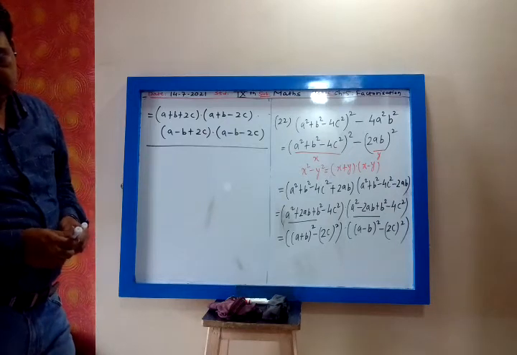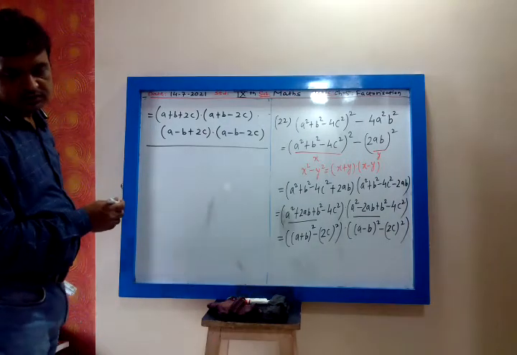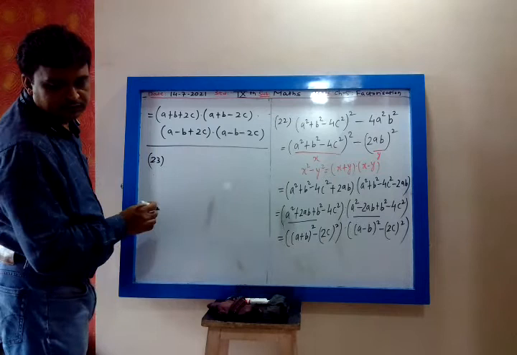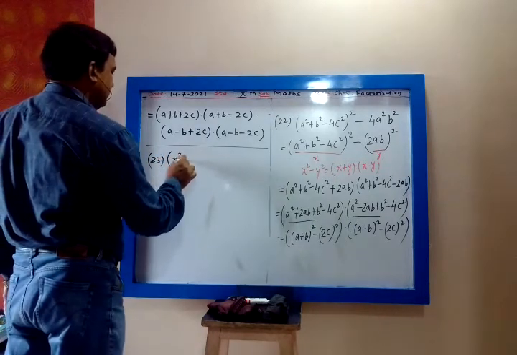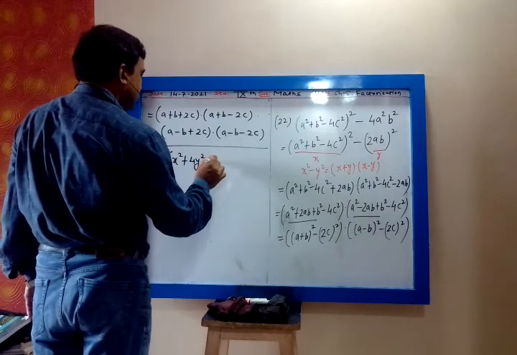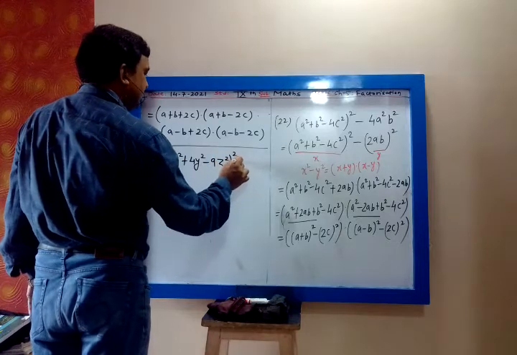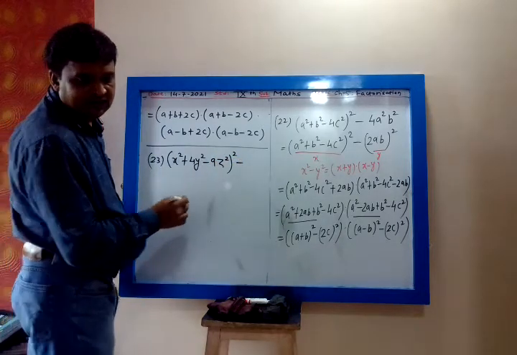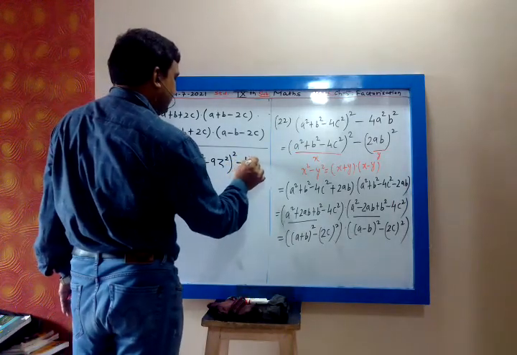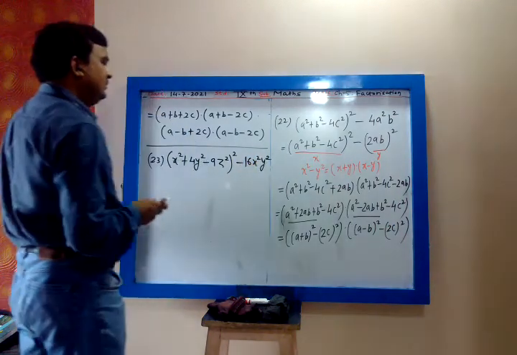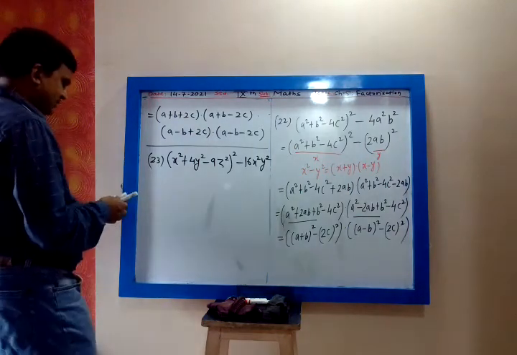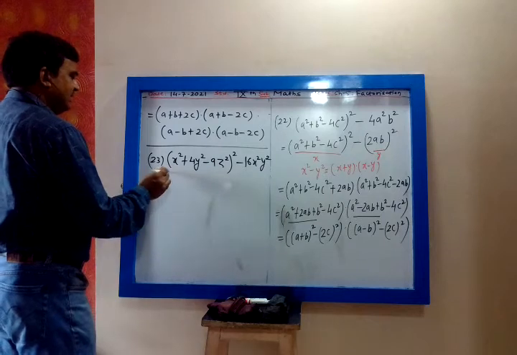Then 23rd, x square plus 4y square, whole square, minus 9z square, square minus 16x square y square. Okay. Should I give, this is same as earlier one. Okay. So let me give this homework, 23rd.